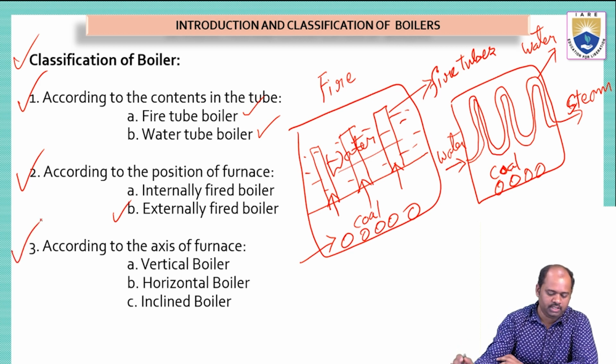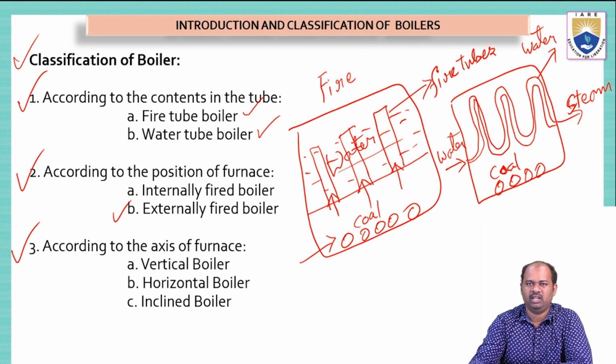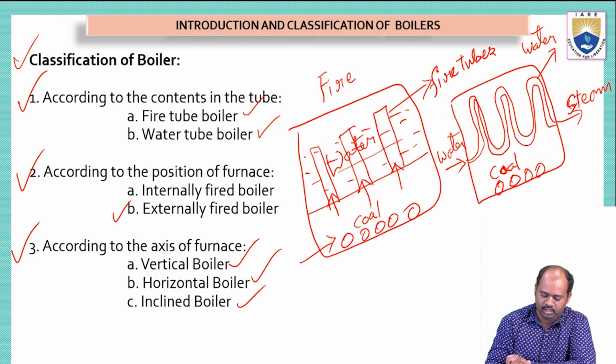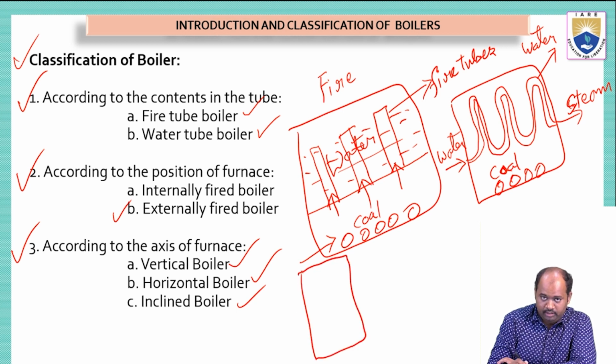The third type of classification is according to the axis of the furnace, depending on the axis in which the boiler is mounted. It has three types: vertical boiler, horizontal boiler and inclined boiler, depending on the orientation of the tank. Simply we can understand: if this is a boiler and the boiler tank is like this, inside this we have water and here we will take coal. So this is a simple vertical boiler. We'll study it in the coming slides.